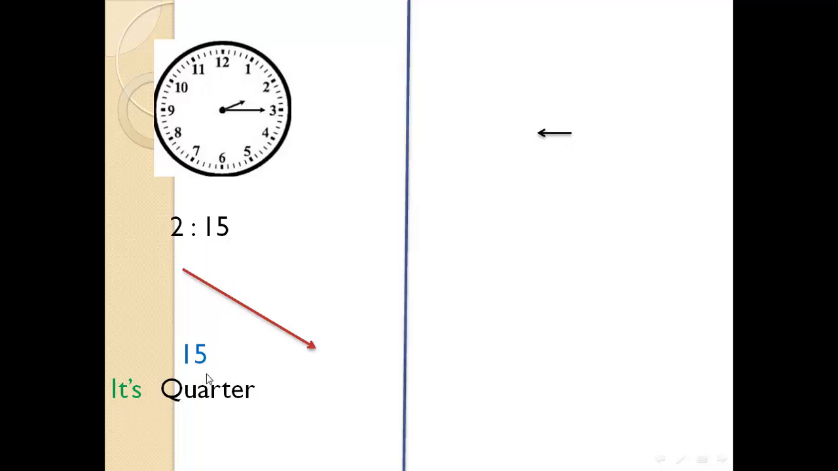Now past or to. Is the long hand here in the right part or in the left part? In the right part. Perfect. So I have the word past. So it's 15 past 2. Now 15 has a name. Its name is quarter. It's quarter past 2.